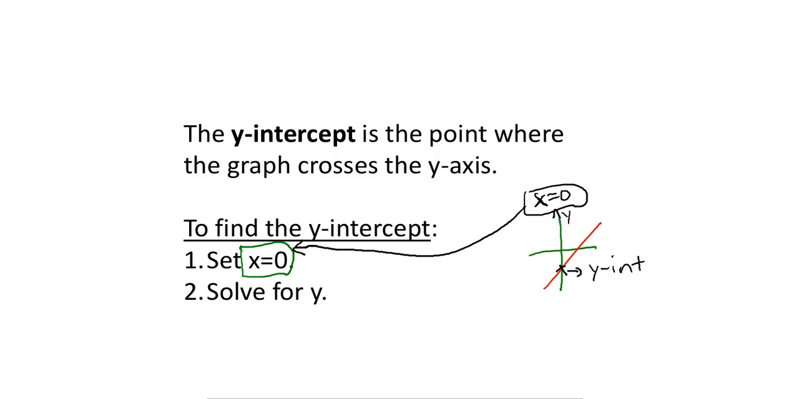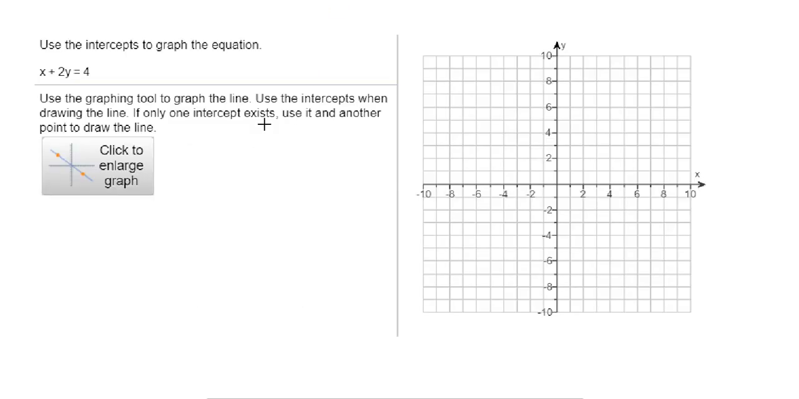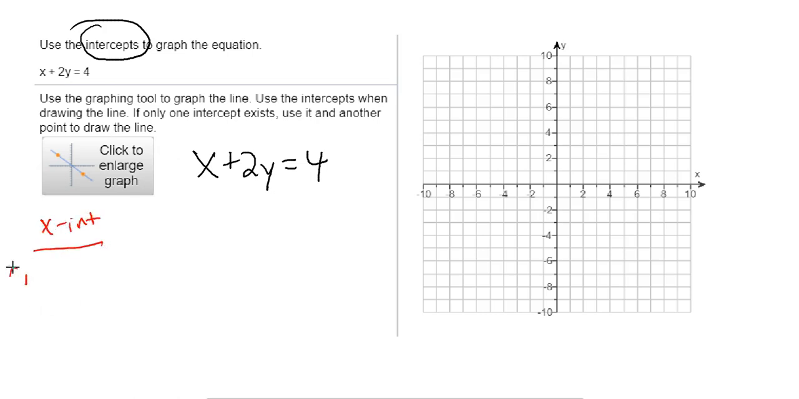So let's go ahead and practice using that technique here. So we have this equation. x plus 2y is equal to 4. So use the intercepts to graph this equation. So we'll start with the x-intercept. Step 1 is to set y equal to 0. So I'm still going to have x here. x plus 2 times, in place of y, I'm going to plug in 0. All right, so we're setting y equal to 0 here. And then step 2 is to solve for x.